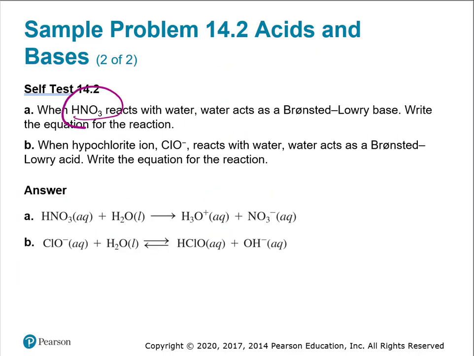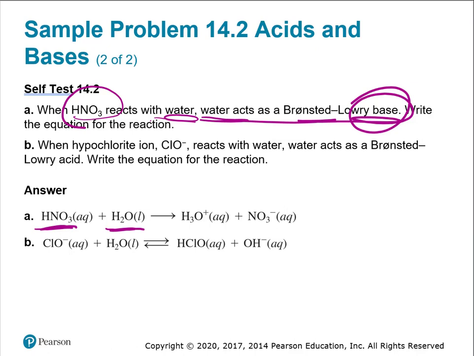We have HNO3 reacting with water, and it says water acts as a base. So water is going to be a proton acceptor, so that H is going to donate to H2O, so I would have H3O plus as a product, leaving me with NO3 minus.